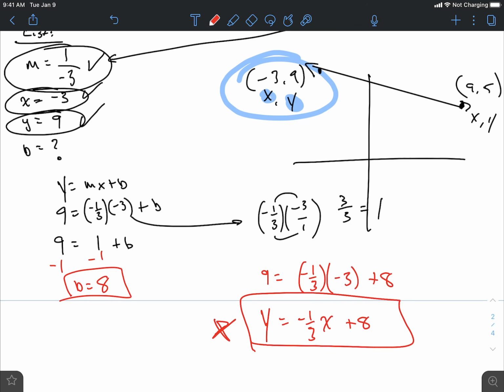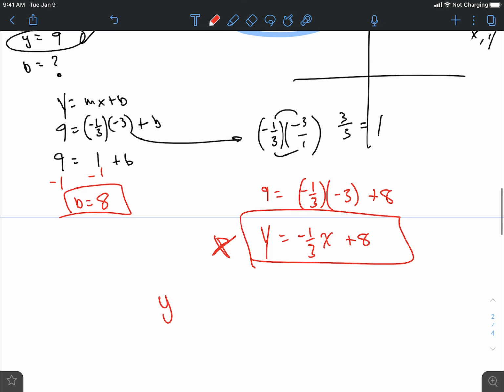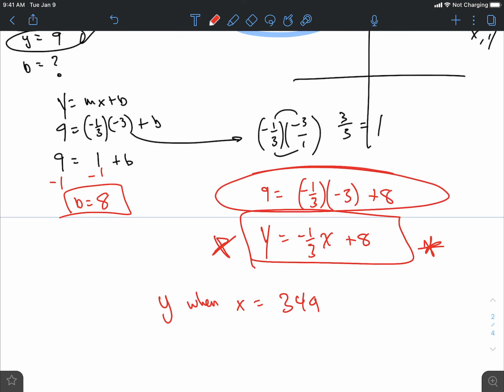Anywhere. And we've already seen that in our patterning, right? If you want to see what's the y value when x equals 349, it'll tell you. It'll tell you where you're at on the graph. Okay? That's why this is powerful. And this one is just nonsense. Okay? It's just the numbers.